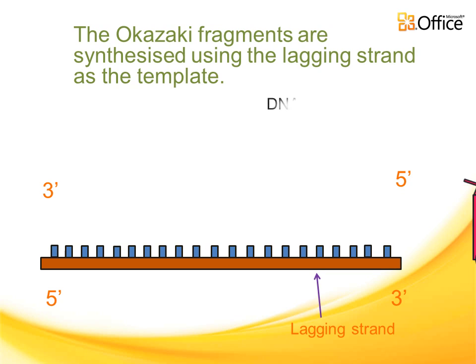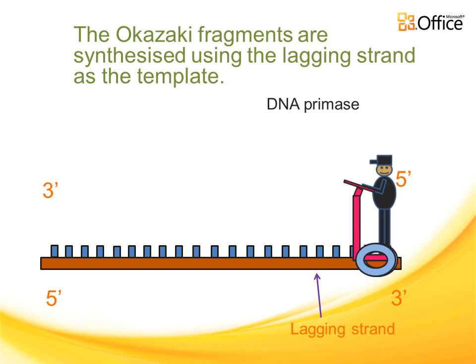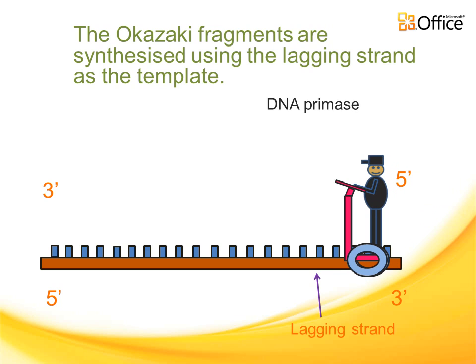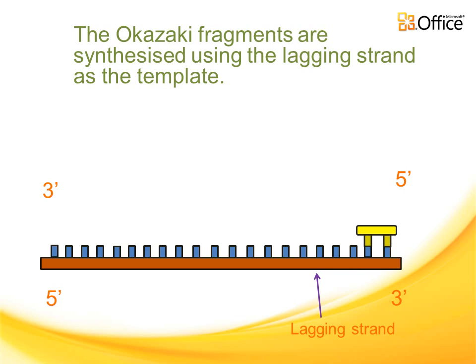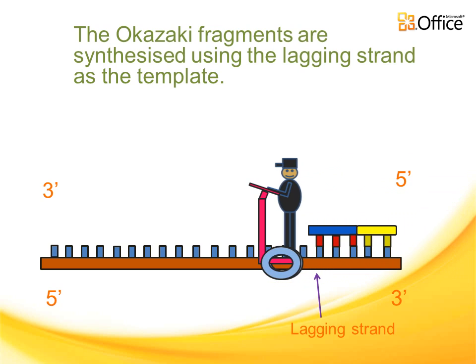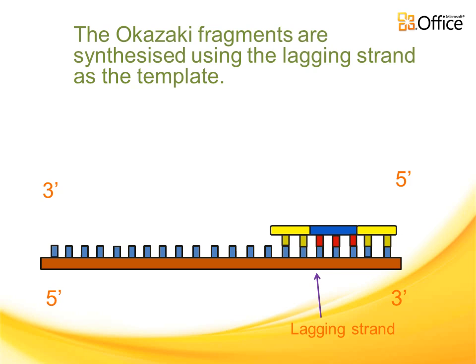The complementary lagging strand is synthesized in short segments called Okazaki fragments. This is because elongation can only take place in the 5' to 3' direction. As the strand is unwound and the lagging strand is revealed, primase must add a new primer for each Okazaki fragment. DNA polymerase III synthesizes each short fragment after the primer is placed.